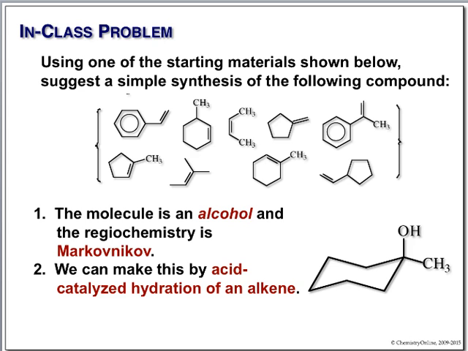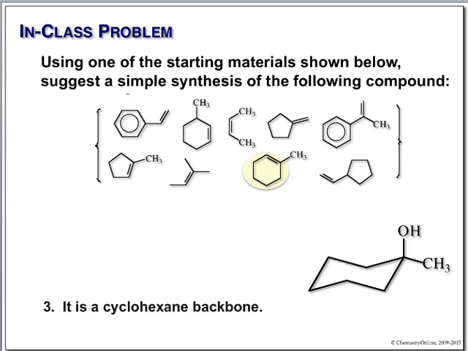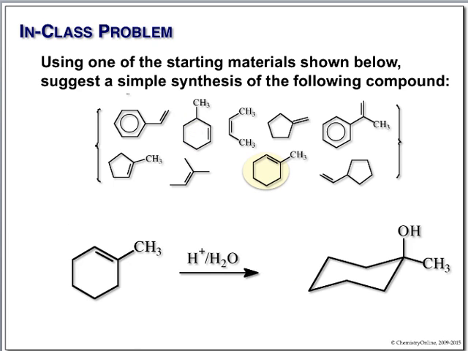So let's look up top. We're looking for 6-membered rings. We have 2 methyl cyclohexenes up here. Remember, we need access to our tertiary carbon. This is the most direct answer. If we simply took this and did hydration, we would get the tertiary alcohol.